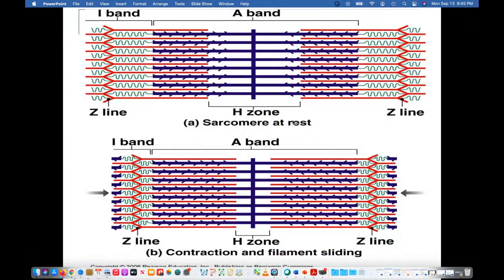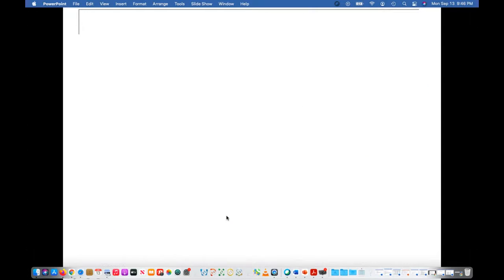So here, this is the sarcomere at rest. Look at this H zone right here compared to the H zone here. Well, what happened between here and here? Here, a contraction took place. All of these myosin heads above and below attached to the actin and pulled it in to make a contraction take place.